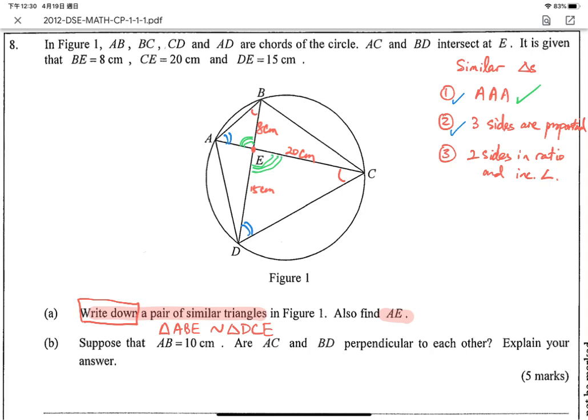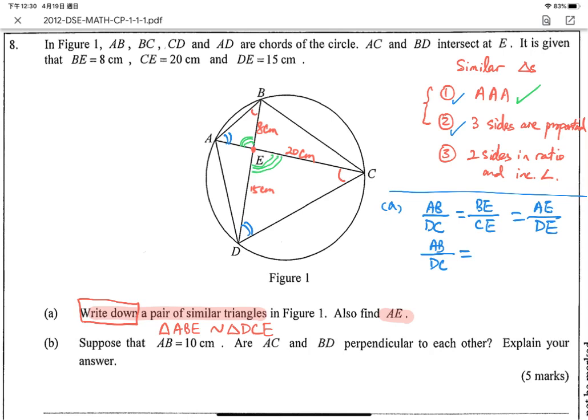What are the properties of similar triangles? The corresponding angles are equal and the 3 sides are proportional. So we use the 3 sides proportional to find the length of AE. Let me write down the 3 proportional sides: AB corresponds to DC, BE corresponds to CE, and AE corresponds to DE. Let's replace them by the numbers. AB we don't know, so just copy down AB. DC we don't know, so copy down DC.